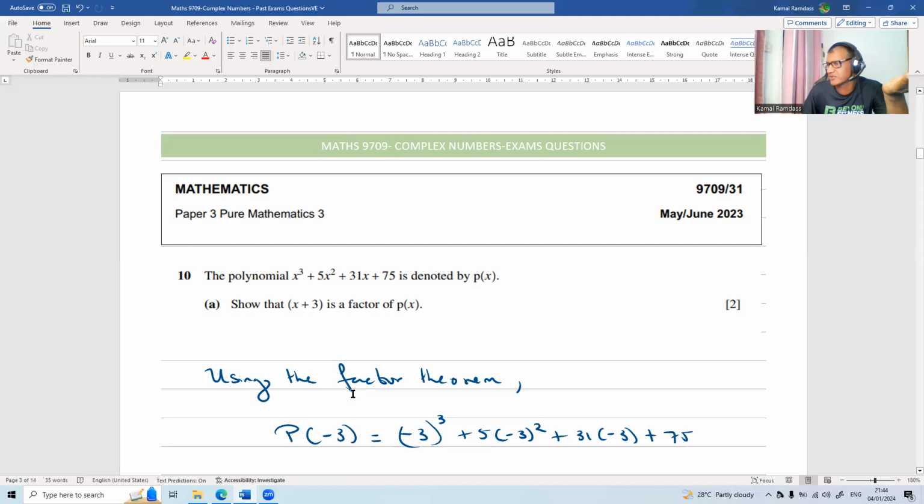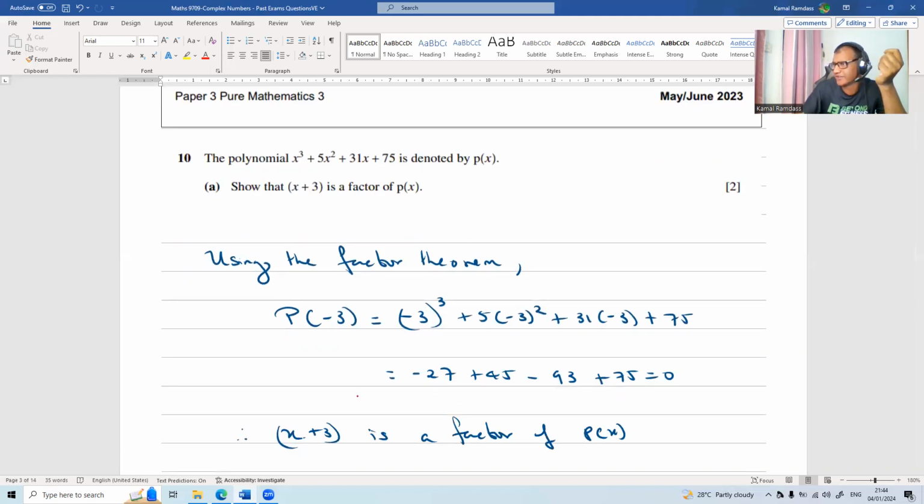P of minus 3 should be equal to 0. We verify. Minus 3 to the cube, x cubed, plus 5 times x squared, plus 31 times x plus 75. Finally, we get minus 27, plus 45, 5 times 9, 5 times 9 is 45, yes. 31 times minus 3, minus 93, plus 75. And when we add all that together, we get 0. And if it is 0, that means x plus 3 is a factor of P(x) indeed.